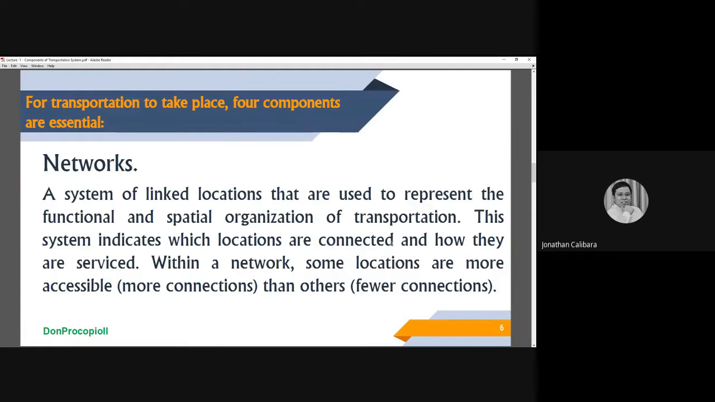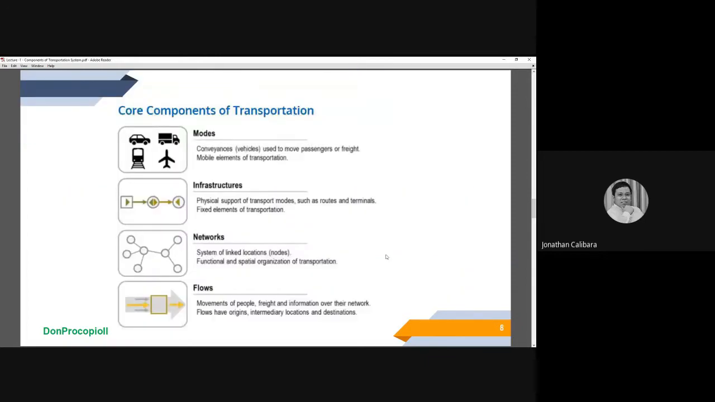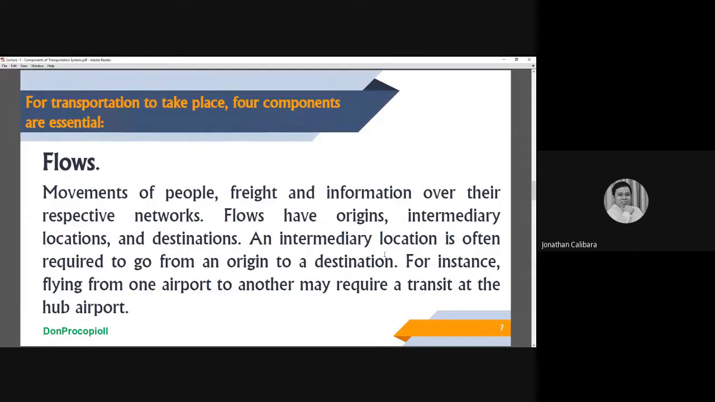For example, the airport in Laguindingan is not linked to only one route. You can go to Manila, to Zamboanga, to Davao, or to Cebu. So these are some of the locations within a network.